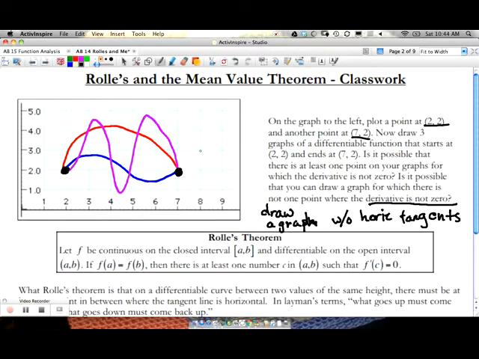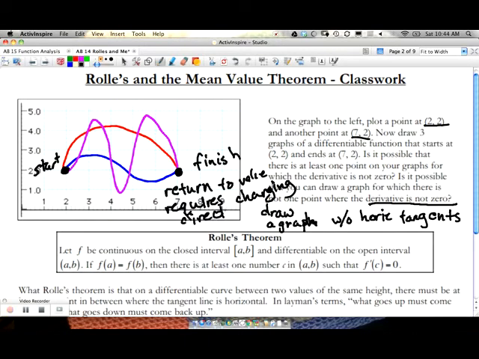If you're going to return, so here's the start, here's the finish, and the big idea is if we're going to return, in other words, returning to a value requires changing direction. And changing direction requires that we stop and then go the other way.